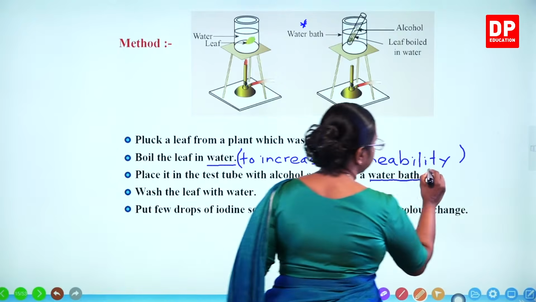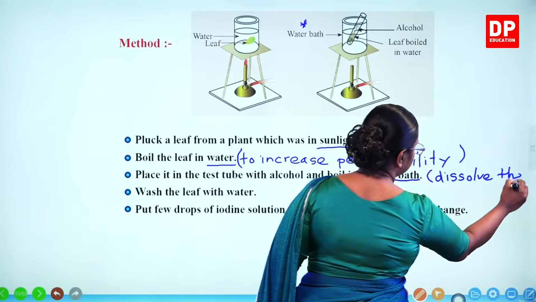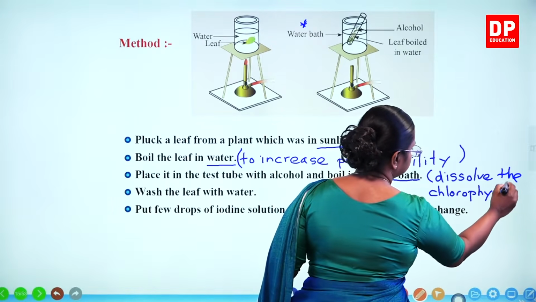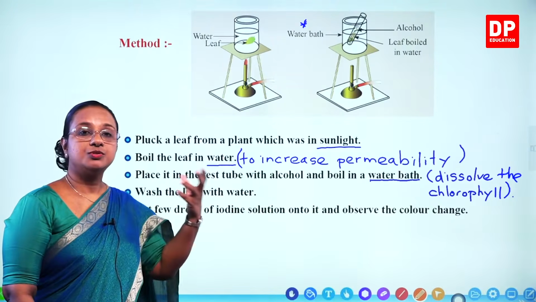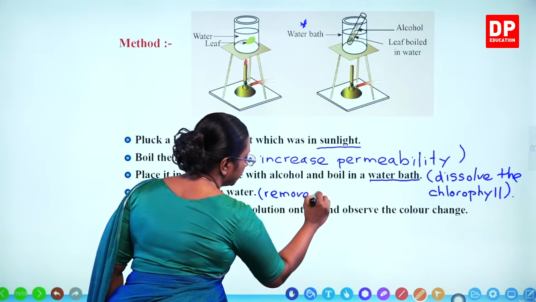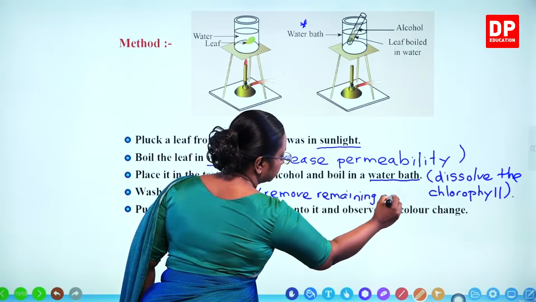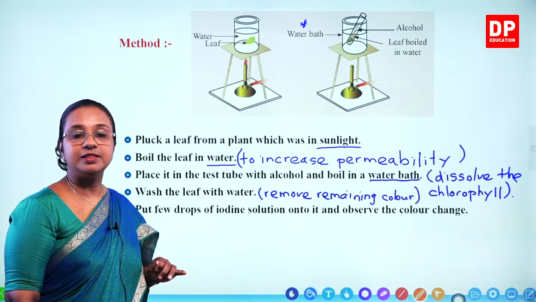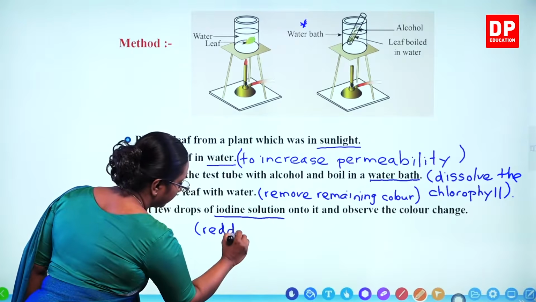So this is to dissolve the chlorophyll. Then again we wash the leaf with water. So that is again to remove the remaining color. And finally we test it with iodine. You know the color of iodine solution, reddish brown color.